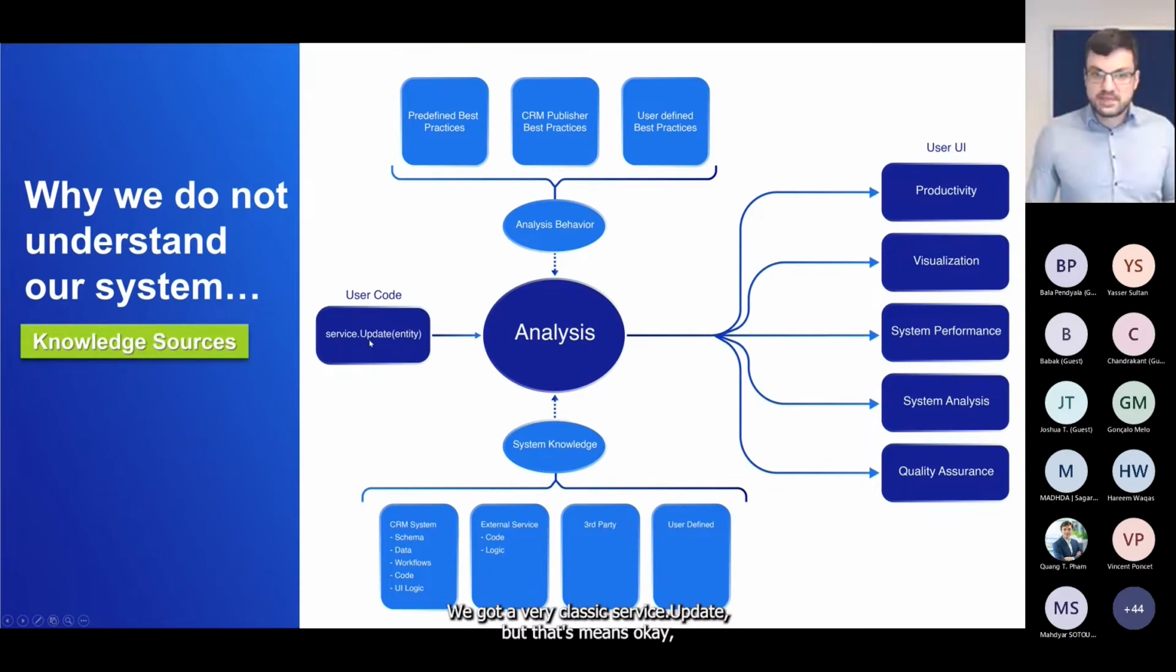We've got a very classic service.update. That means, of course, we're updating some kind of entity. To understand what's going on, what we usually do is we see an entity and we try to find in our code the definition of that entity, because either we have early bound entities, then we know it's an account, it's a contact, whatever, or it's late bound, then we have to take a closer look at the code and so on, or maybe it's switched for something else. Those cases are very easy, but it's getting very tricky when you have something like an Azure function.